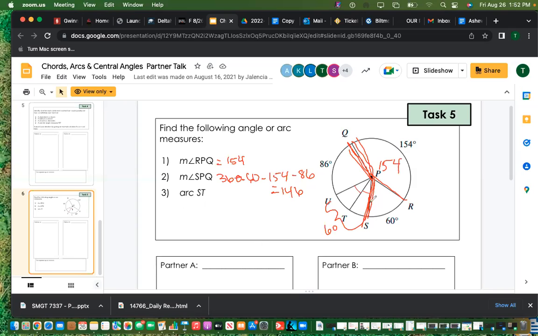Arc ST right here. I'm going to take 60 and divide it by 2. The reason why I'm going to divide it by 2 is because these are equal, because they both have one singular line. Back when you were learning about angles, if it had 2 lines and the other thing had 1 line, they were not congruent. But since both of these have 1 line, they're congruent. Does that make sense? So ST is going to equal 30 degrees.